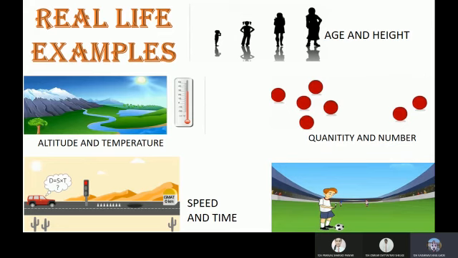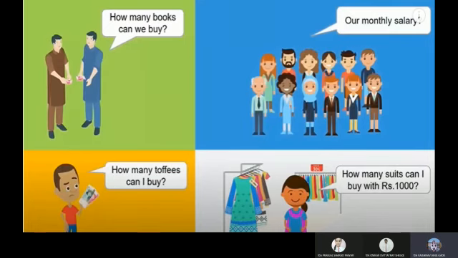So all these things share relations with each other which can be expressed mathematically, and we can find the value of an unknown quantity. Quantity and number also share a relation with each other. Like two books would cost less than five books. The more the books, the more would be the cost.